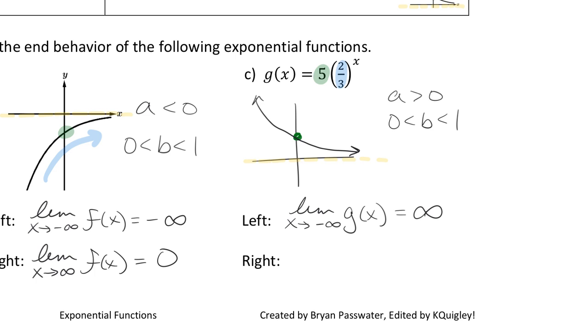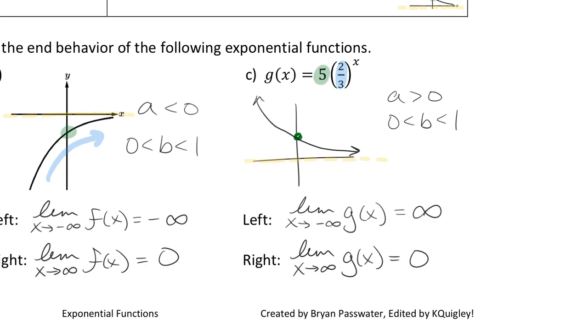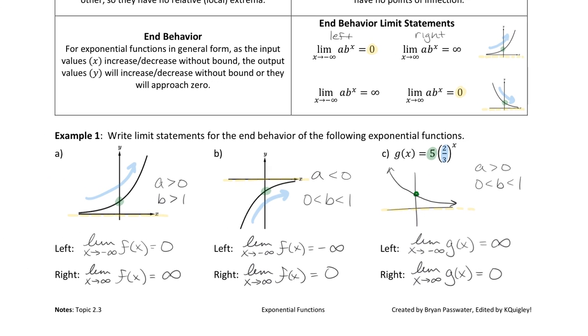What's happening on the right side for the limit? It's approaching 0. Very good. Okay, so the limit as x approaches infinity of g of x is 0, because we're getting closer to that horizontal asymptote. Questions, comments, concerns about end behavior?